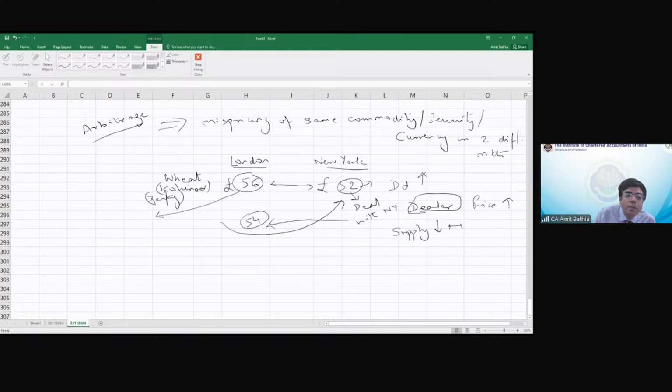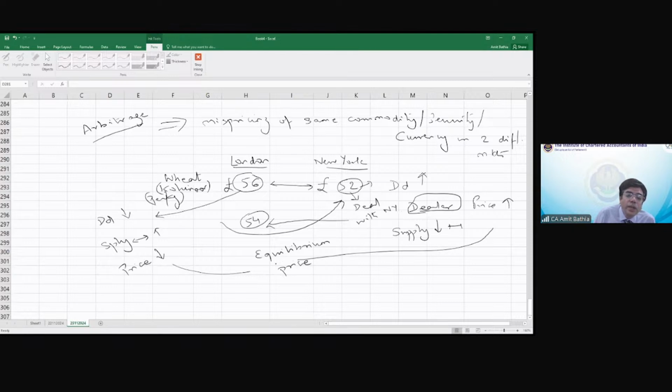In London, demand is going to decrease. Supply is going to either remain the same or increase, because now there is excess supply, right? As a result, what will happen to the price? Since demand has gone down, the price will also go down. And then both the prices will reach a particular equilibrium price. Are you with me?